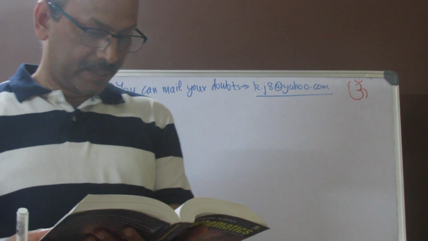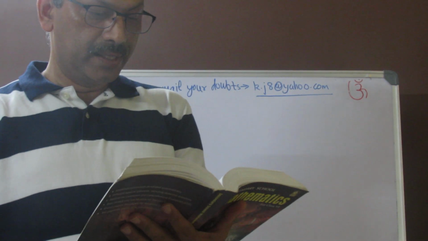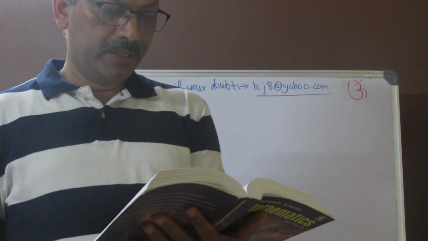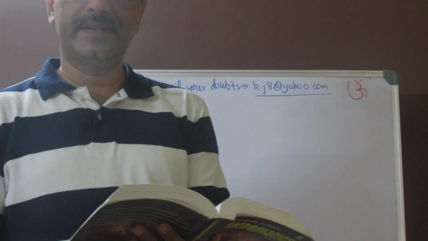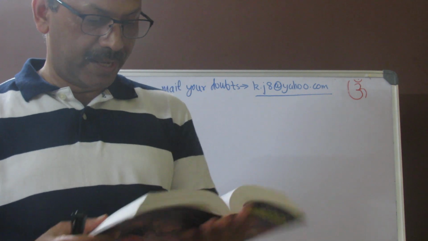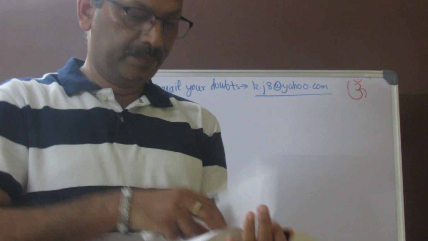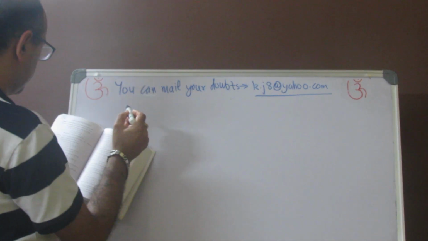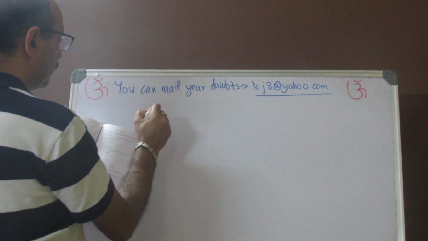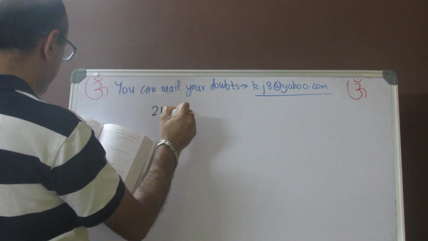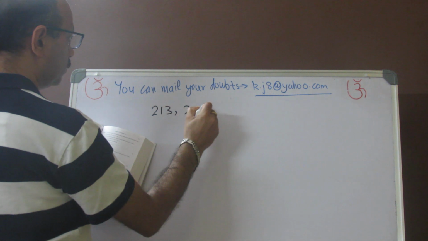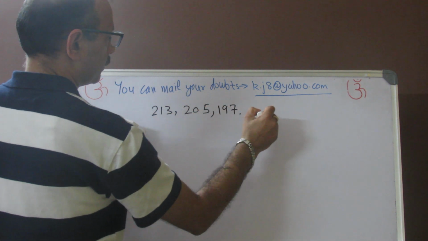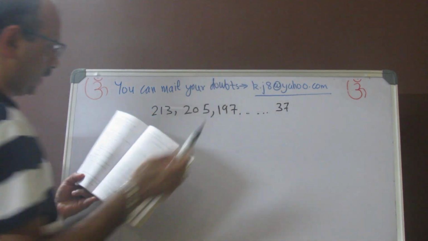The question goes like this: find the middle term of the AP, and the AP given is 213, 205, 197, and the last term of the AP is given as 37. This question was asked in boards. So the question is to find the middle term of this AP. The AP given is 213, 205, 197, and so on, up to 37.